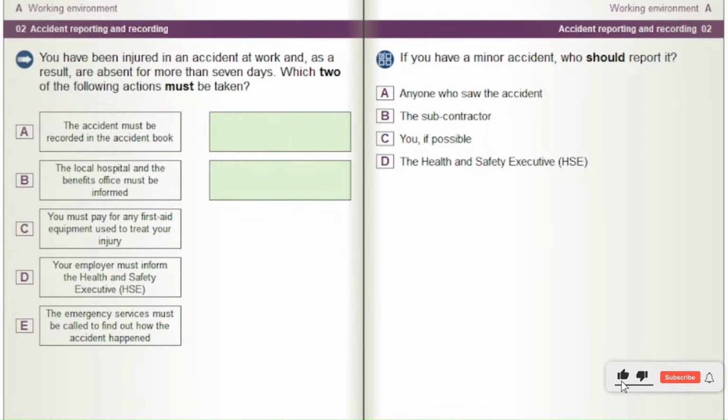You have been injured in an accident at work and, as a result, are absent for more than 7 days. Which two of the following actions must be taken? The accident must be recorded in the accident book. The local hospital and the benefits office must be informed. You must pay for any first aid equipment used to treat your injury. Your employer must inform the Health and Safety Executive, HSE. The emergency services must be called to find out how the accident happened.